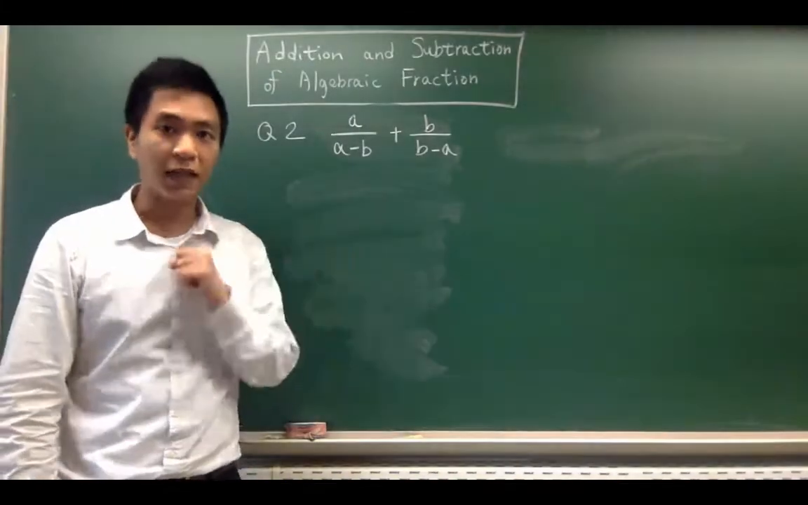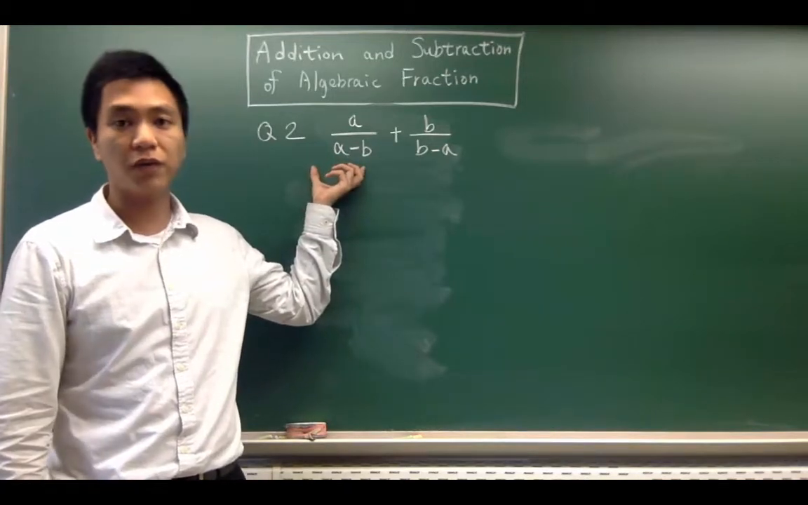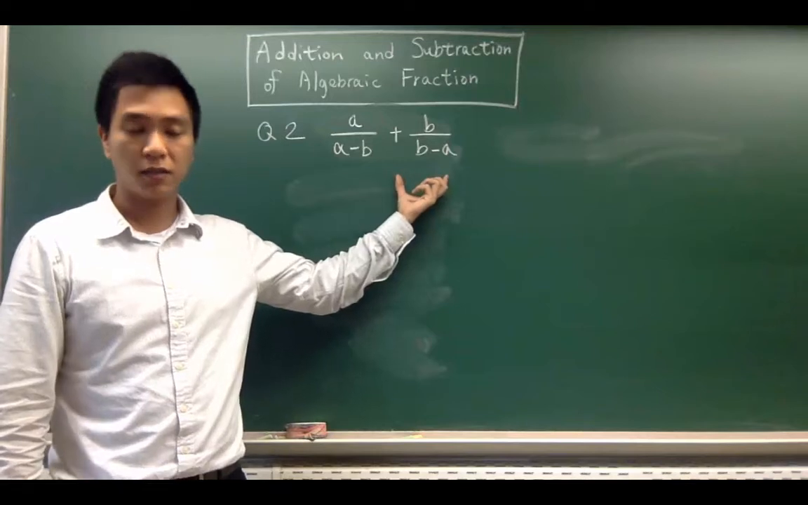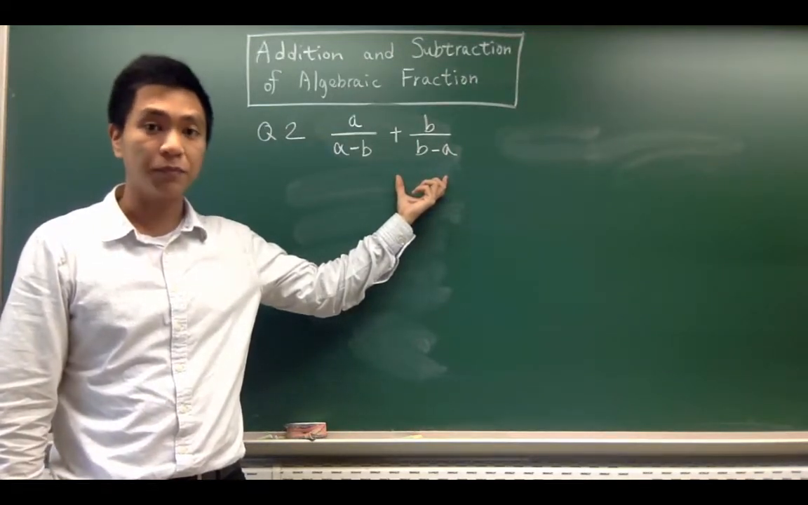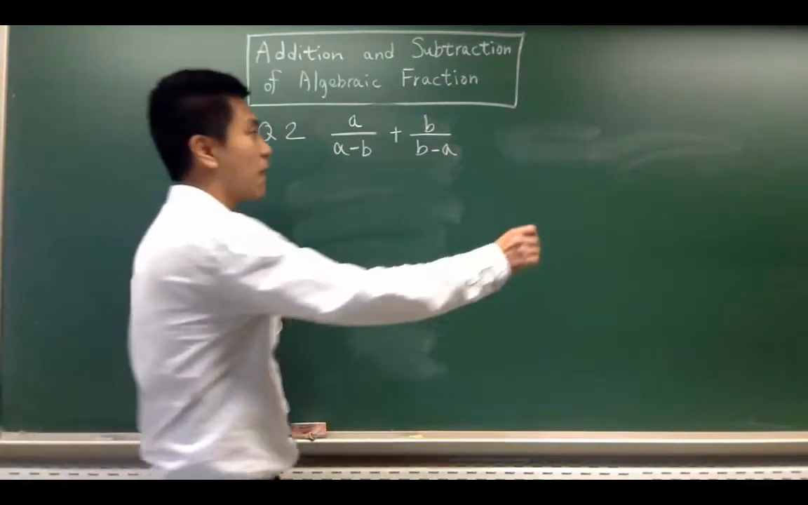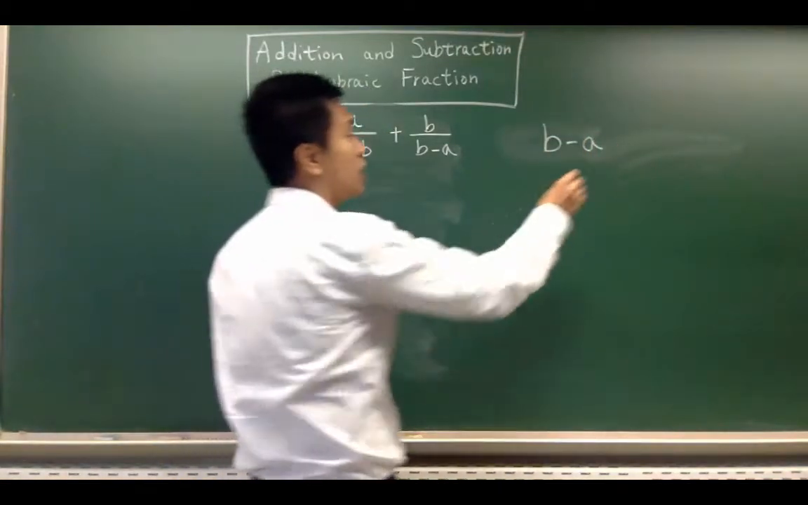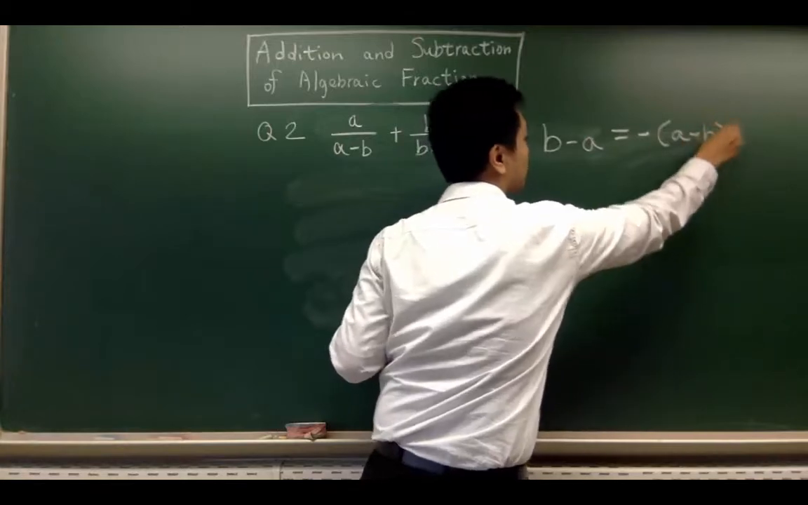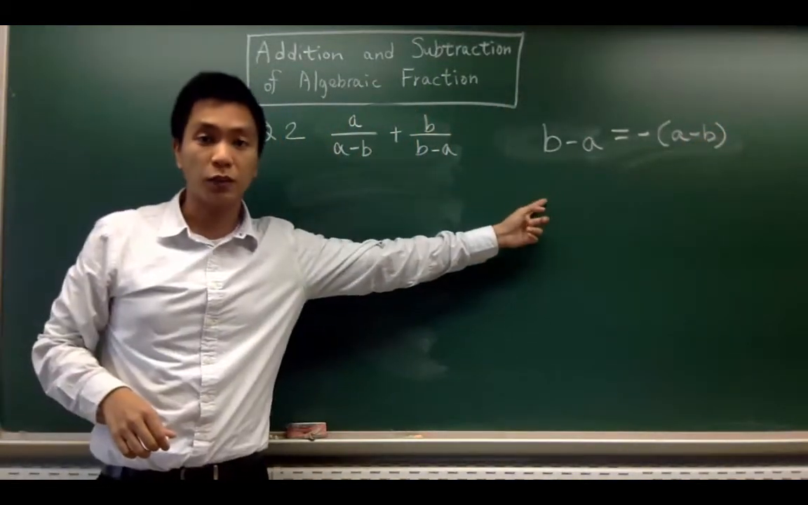Okay, let's look at another example. In this example, you can see that the denominator of this algebraic fraction is a minus b, and the denominator of this algebraic fraction is b minus a. So what can we do? Do you remember that b minus a is actually equal to the negative of a minus b? So we have to know this one.